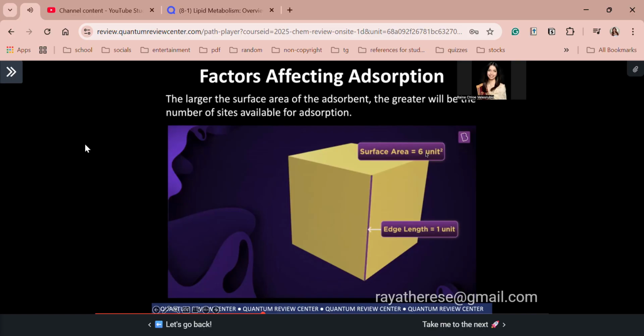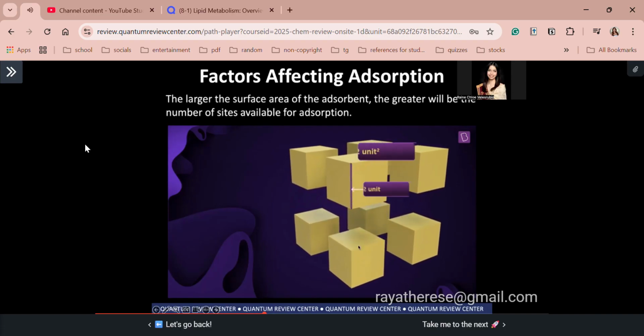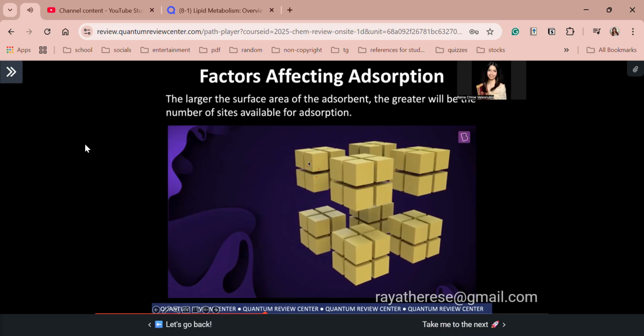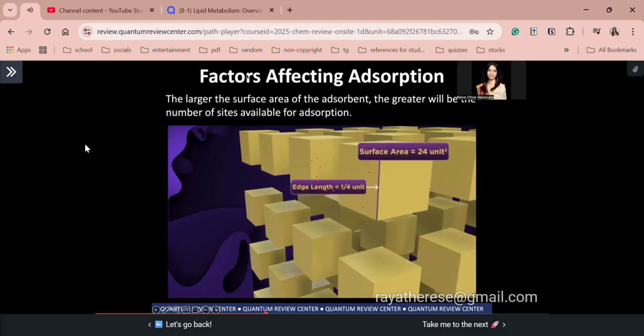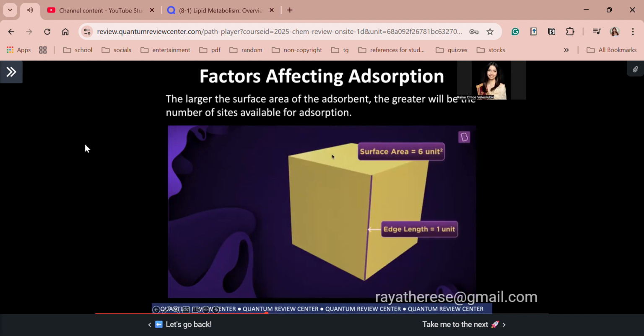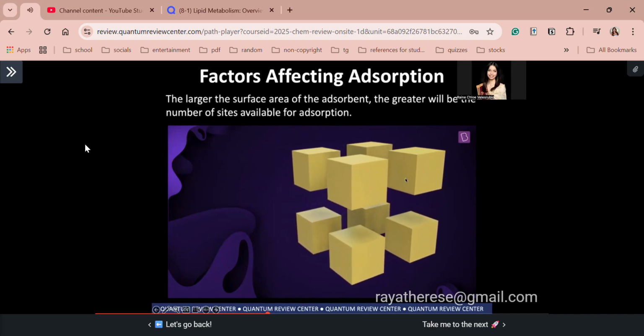So again, the larger the surface area of the adsorbent, the greater will be the number of sites available for adsorption as shown here, right? O, tingnan nyo guys, pag finely divided ang inyong adsorbent, there are more sites available for the adsorbates to adhere to. So mas maraming sites available, di ba? As you make it more finely divided. Okay? So dahil dito guys, yung powdered charcoal, that is much more effective in adsorbing compared to solid charcoal. Okay? Again, powdered charcoal is more effective.